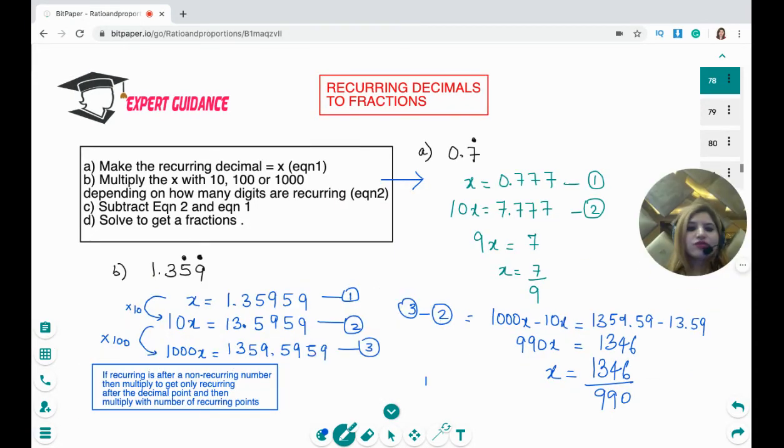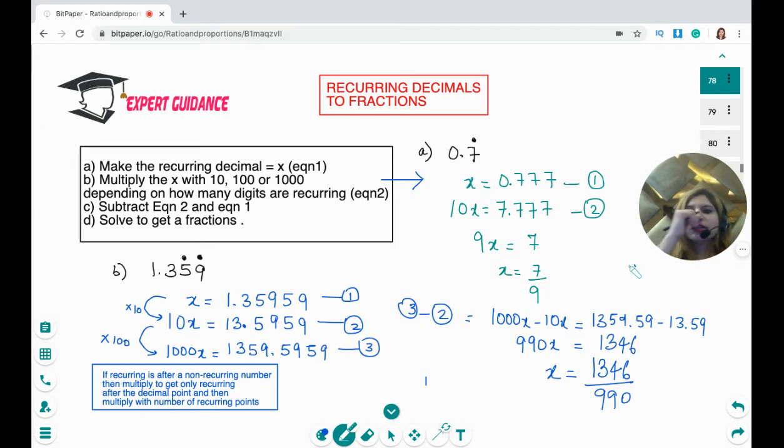Now let's come to a very important topic, which is converting recurring decimals to fractions. Now let's see how we have to do this question.